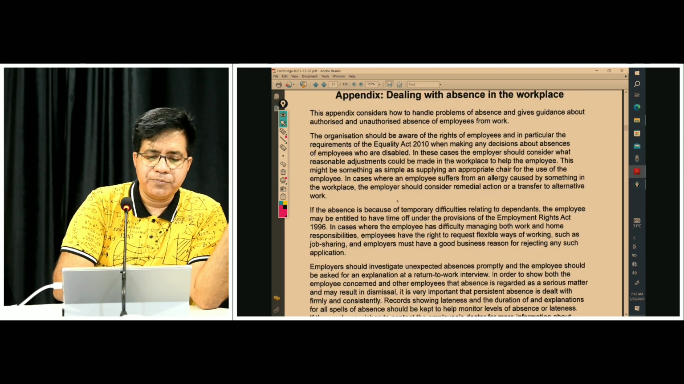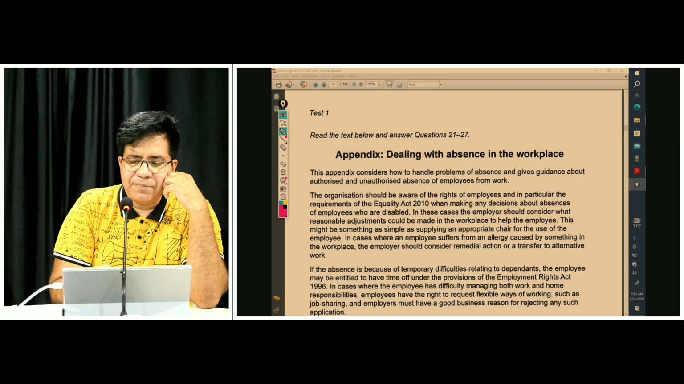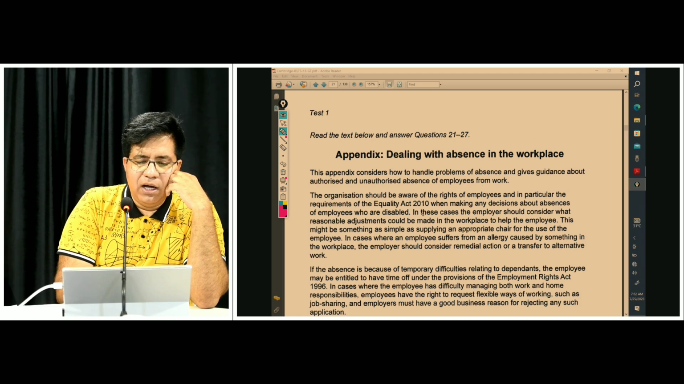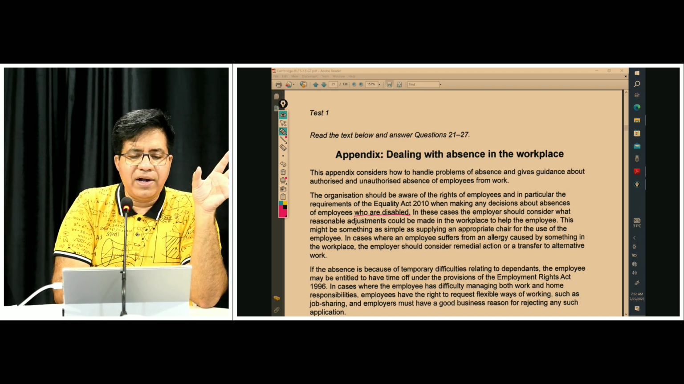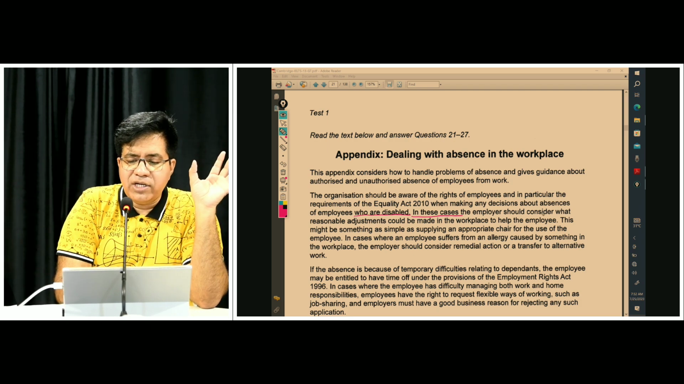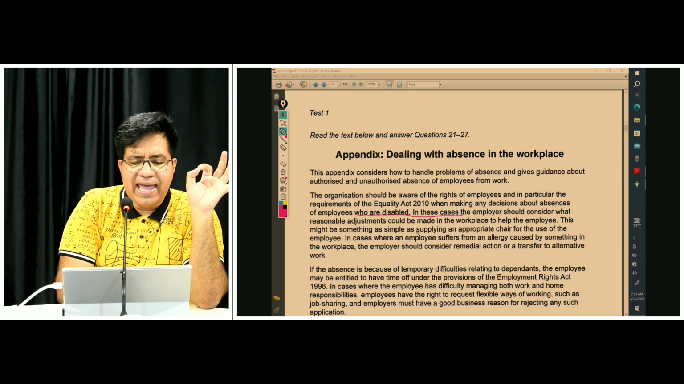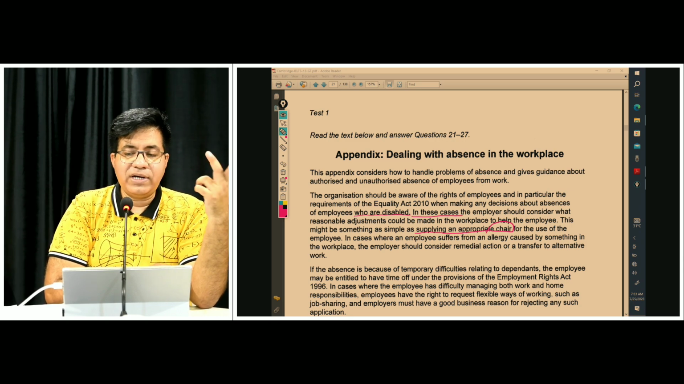Let's go back to the passage. First paragraph. Can you see disabled, disability? Yes. Where? Okay, third line. All right, disabled. So I'm reading it from there. Please follow me. Second paragraph, third line, who are disabled. In these cases means the disabled ones. The employer should consider what reasonable adjustments could be made in the workplace to help the employee. This might be something as simple as supplying an appropriate. Now what is supplying? Provision. What is appropriate? Suitable. And answer is chair.